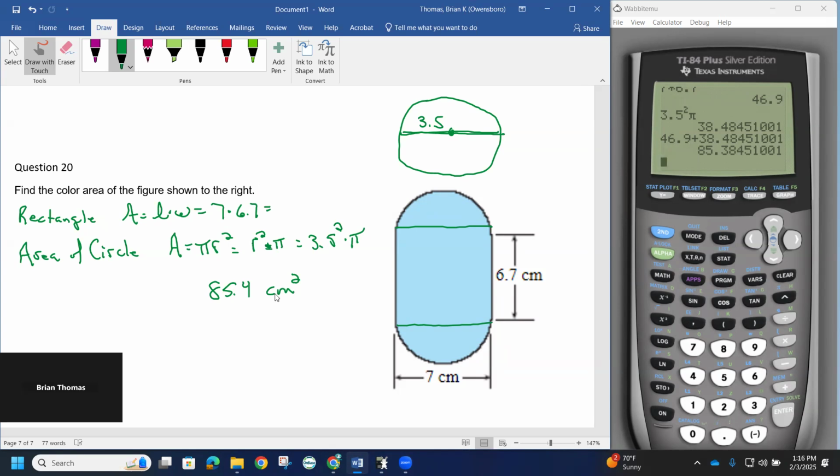So notice how we had to find the area of a rectangle, which is 7 by 6.7, and then find the area of the circle, because remember, two halves make a whole circle. But our formula says we had to find the radius. Unfortunately, the 7 was the diameter, so we had to divide that by 2 to get the radius, but we still had to square that and multiply by pi, and that gave us this 38.48 number. So once we add those two together, that gives us our total area of 85.4 square centimeters.